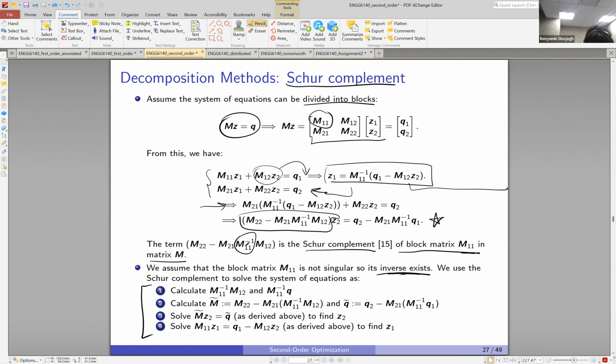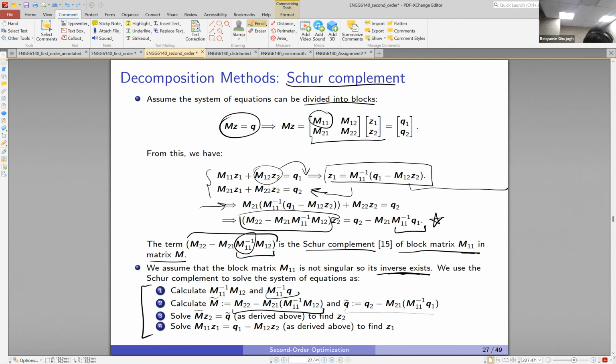So I want to calculate the Schur complement. So calculate M11 inverse M12 here, and then also M11 inverse Q1. Why? Because we have it here. So we calculate these two terms, then calculate M tilde. So what is this? M22 minus M21 M11 inverse M12. So this is the Schur complement, denoted by M tilde. So calculate this, but these parentheses you already calculated in step 1.